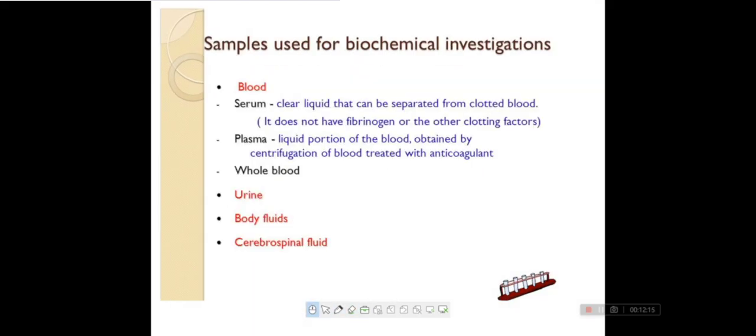Now, what are the samples used for biochemical investigation? What are the different types of samples used in the biochemical test? The first sample is blood. Second is urine. Third is body fluid, and fourth is cerebrospinal fluid.